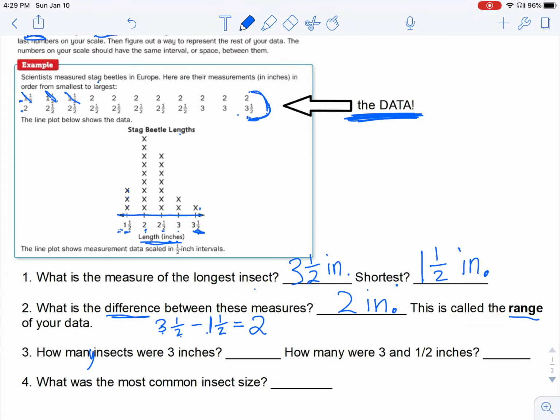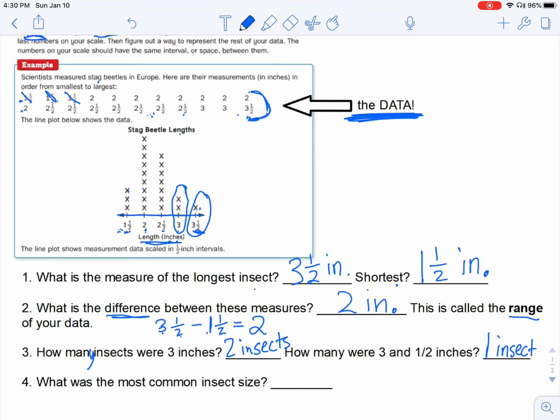Well, now, again, if this were in random order, this would be really hard to know from here. But in a line plot, it's really easy to see. We find 3 inches, and we can see there were two, what, 2 inches? No, 2 insects, or beetles, you could say, that had that length. And how many were 3.5 inches? You try that one. Don't forget your units. That was just one insect, right? We can see that right here on our line plot.